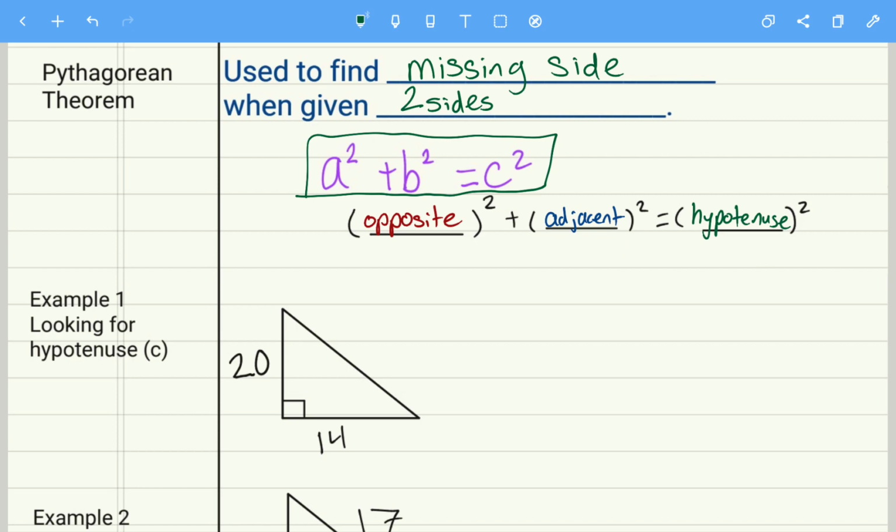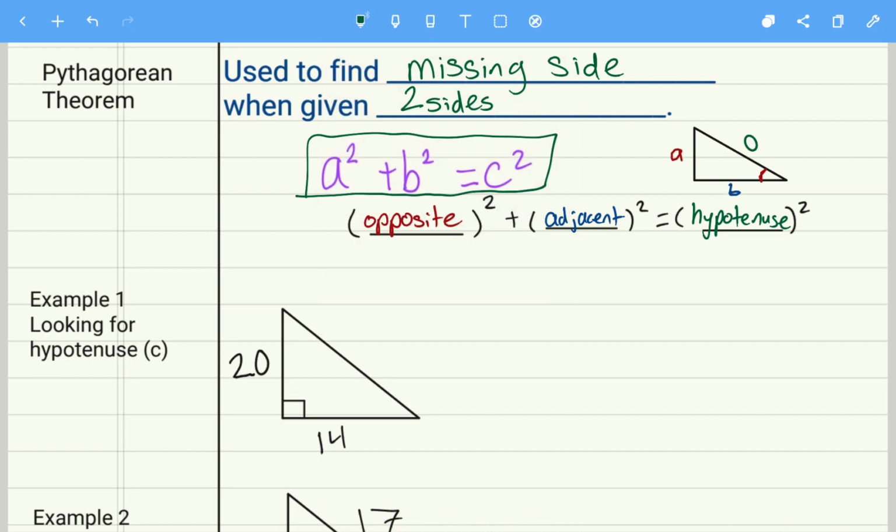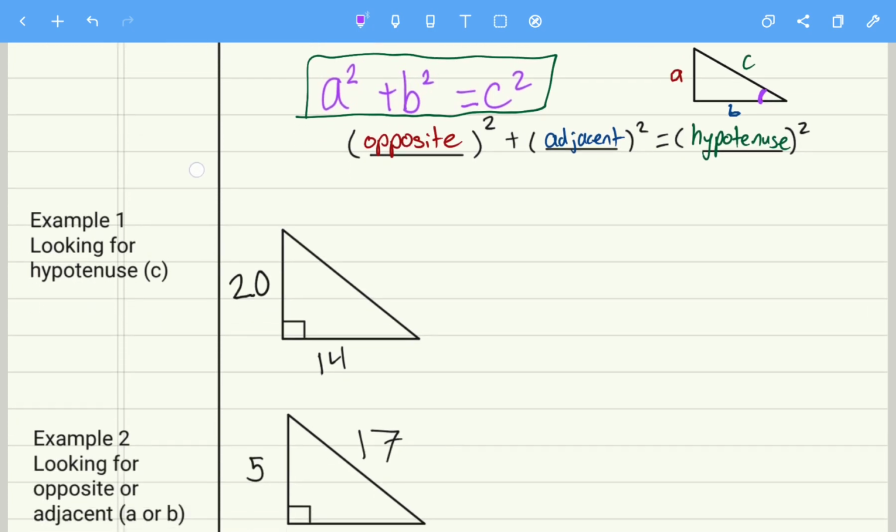So these are the three sides of a right triangle. And we're not always going to be given the angle, but we can still use this Pythagorean theorem to find one of the sides if we're given two others. So let's look at an example, two examples.